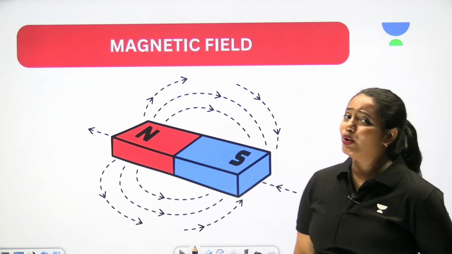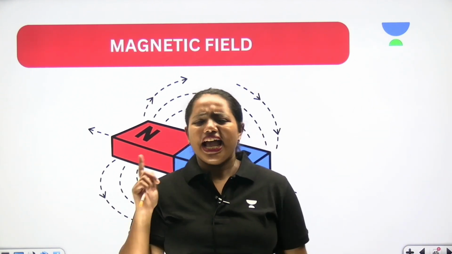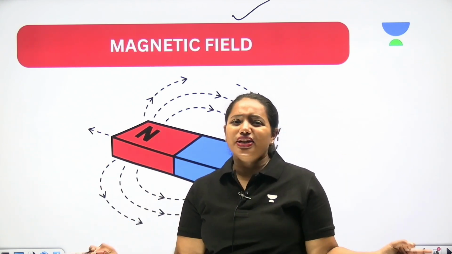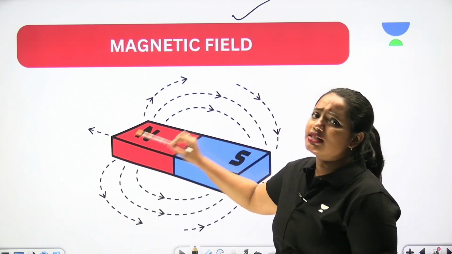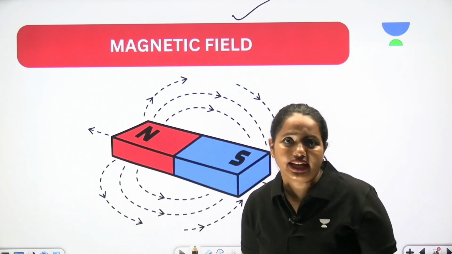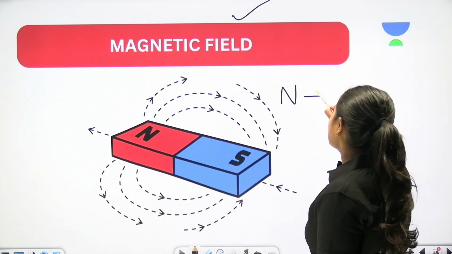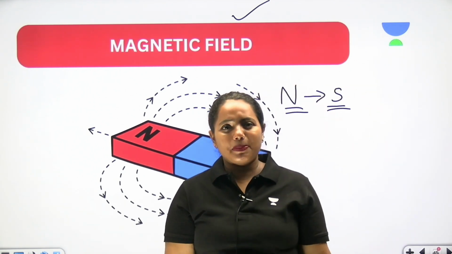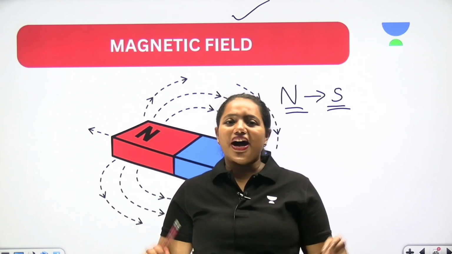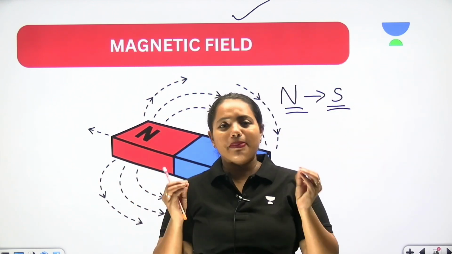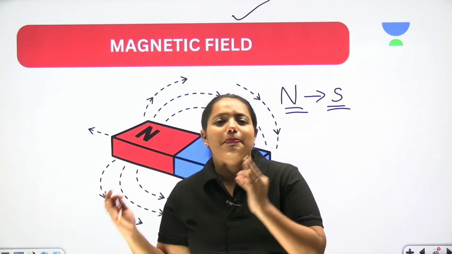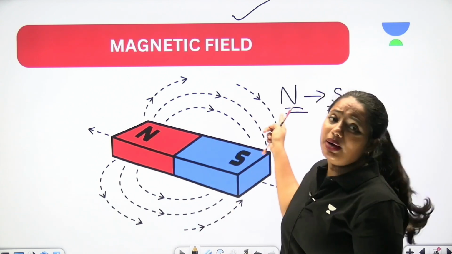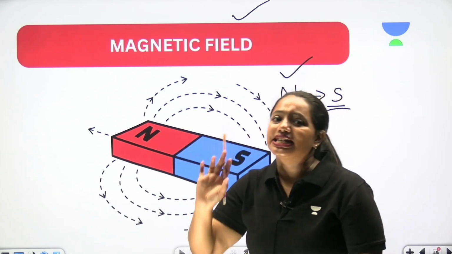And now we are going to learn about the magnetic field. A magnetic field is nothing but a region around a magnet where magnetic effect can be seen. And you can see that this is represented by magnetic field lines. And these field lines always start from the north pole and end at the south pole. So please understand the point. Magnetic field is nothing but the region around a magnet where the magnetic effect can be seen. And this is represented by magnetic field lines. And these field lines always start from north pole and end at south pole.